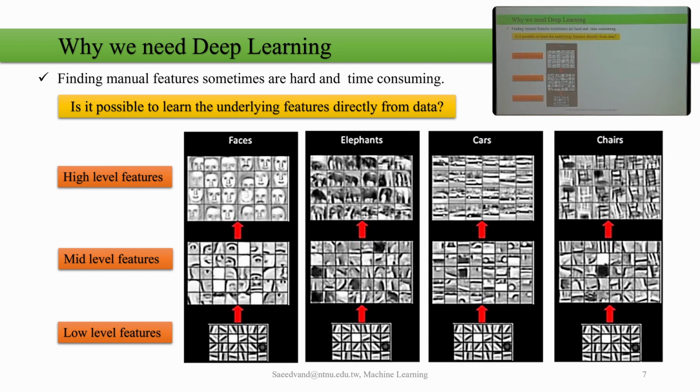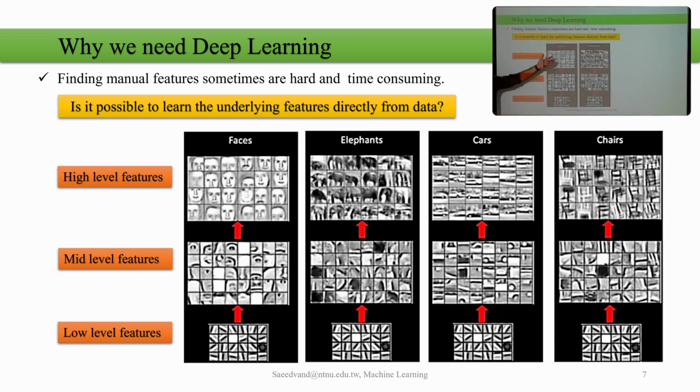So what we want to do in deep learning is ask, can we learn these low-level features in order to understand high-level features directly? So we want to answer this.